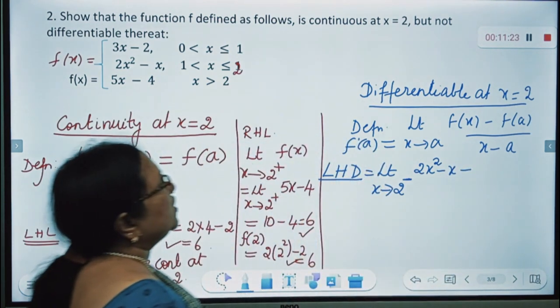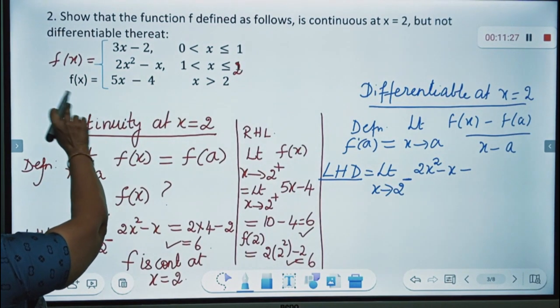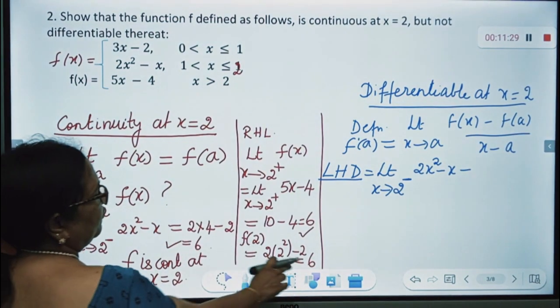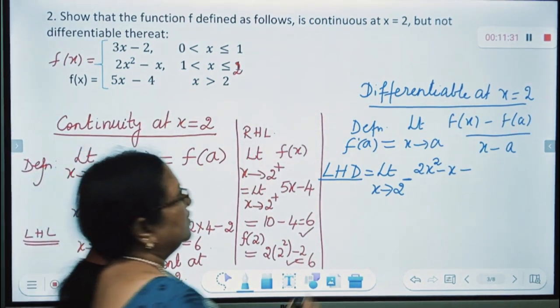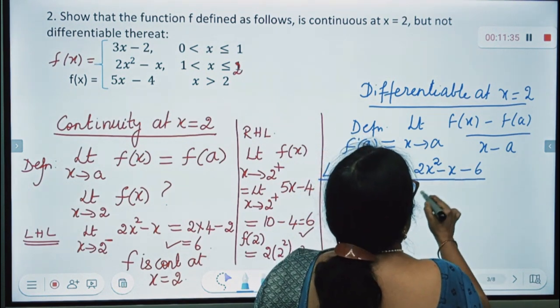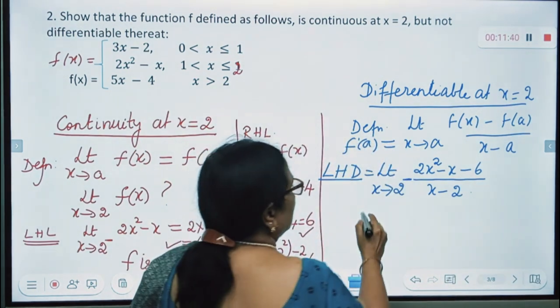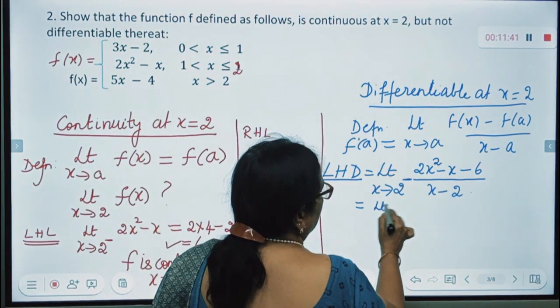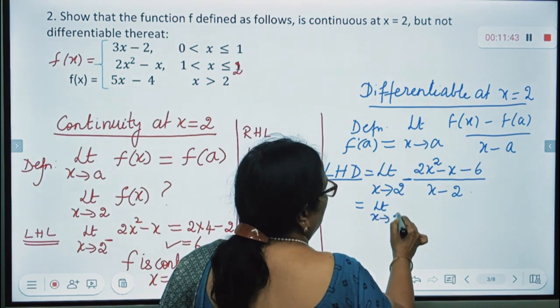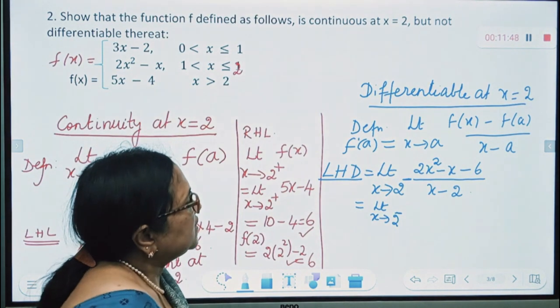Minus, what is f of a? What is f of 2? We have already seen what f of 2 is. f of 2 is 6. Minus 6 divided by x minus 2. So this is limit x tending to 2 minus of 2x square minus x minus 6 by x minus 2.